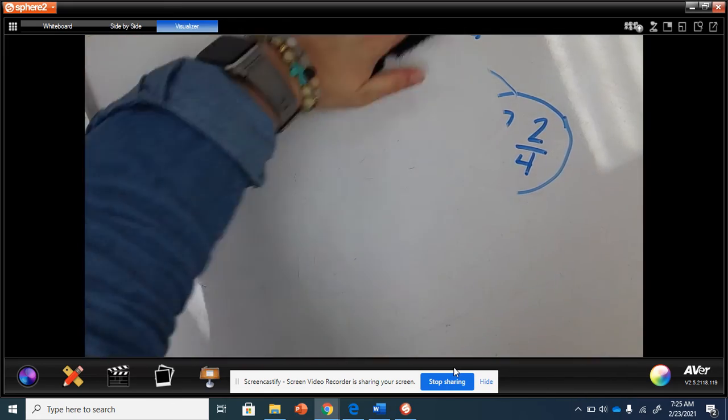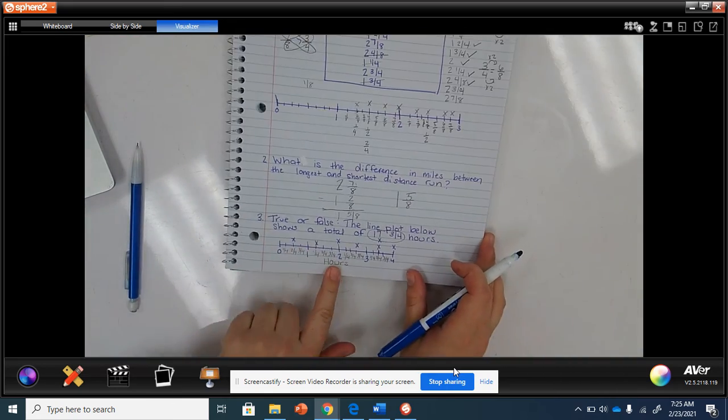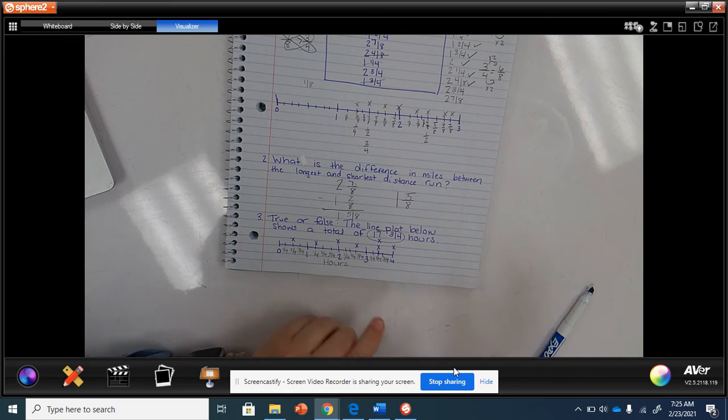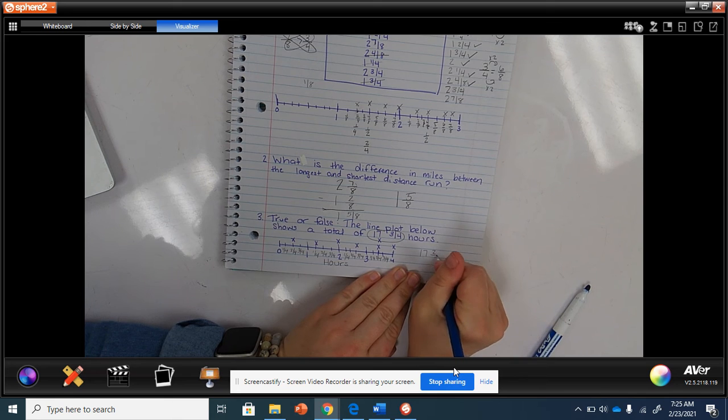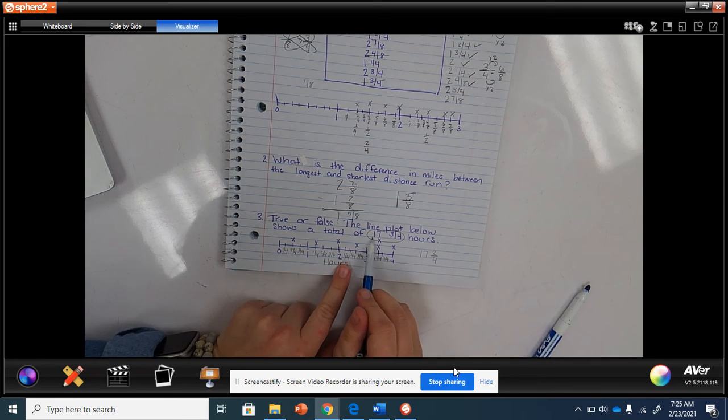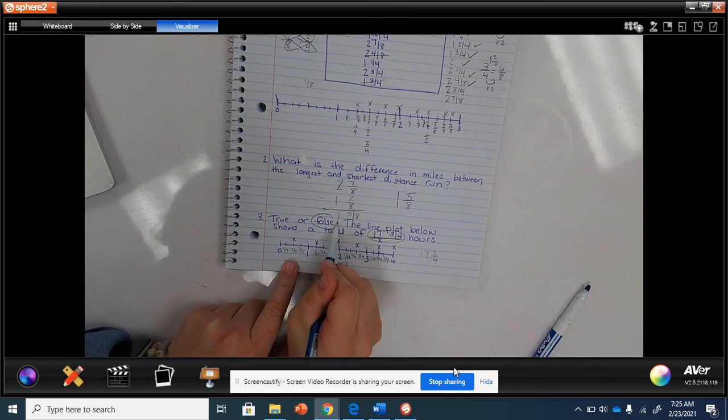That's the total amount of hours that is on this line plot. So I'm going to write over here 17 and 2/4. Well, I was looking to see if it was equal to 17 and 3/4. 17 is the same, but 3/4 is not. So I'm going to say this problem is false.